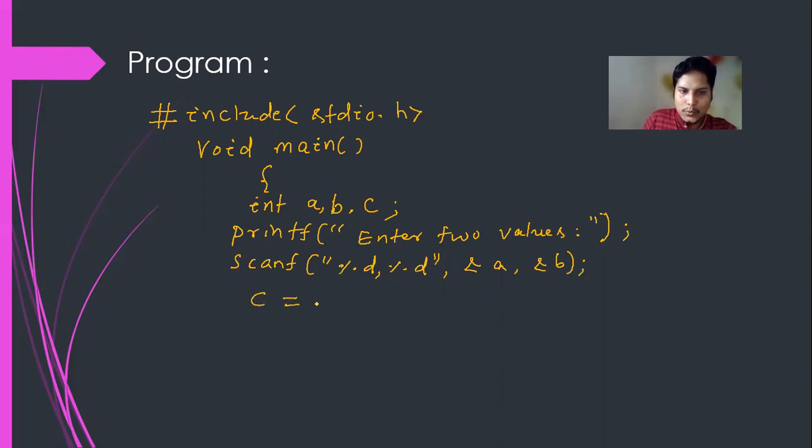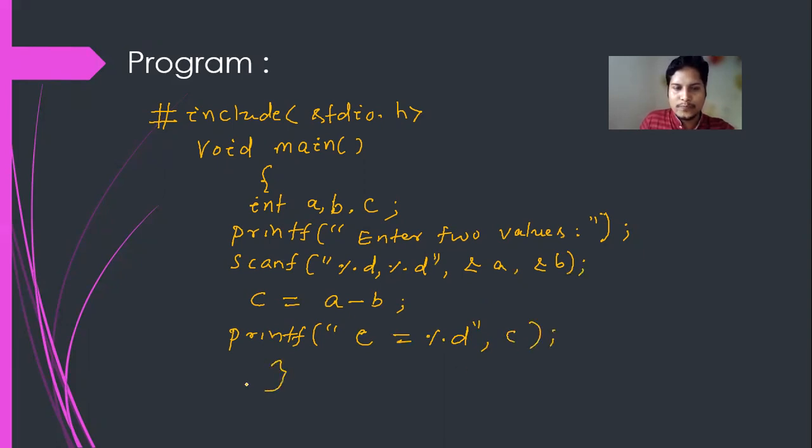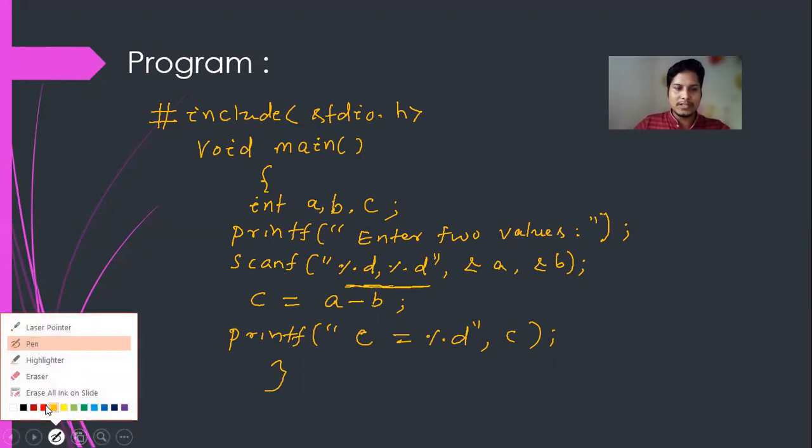Next line, c equal to, for example, a minus b, semicolon. Now, in the printf statement, I can present "c is equal to %d", double quotation and comma, c, semicolon. So this is the program, and my point is to explain how the comma operator is used between these two format specifiers. How?